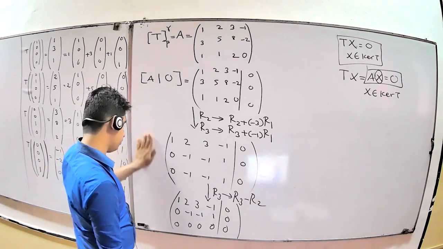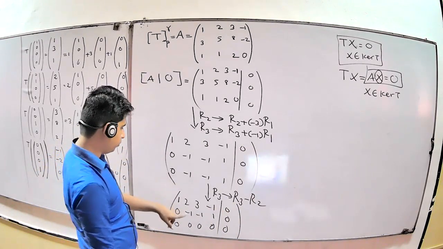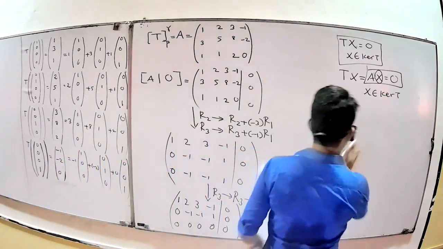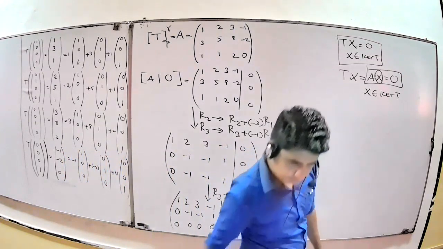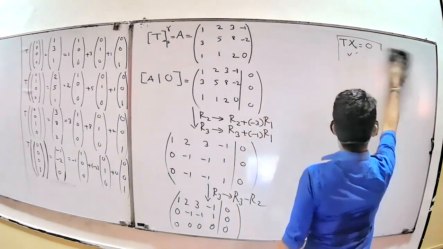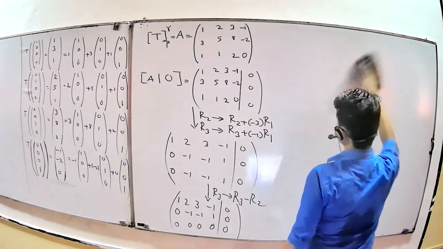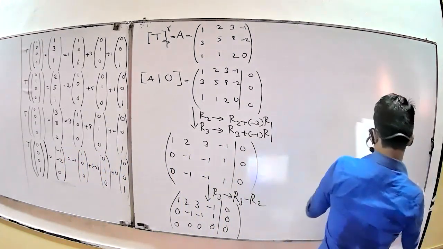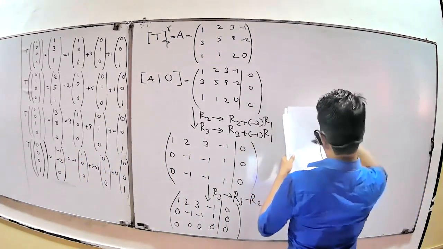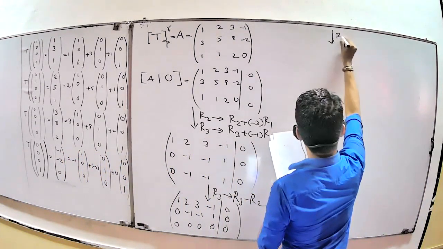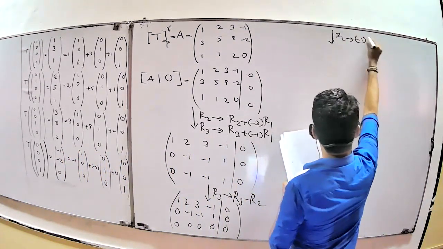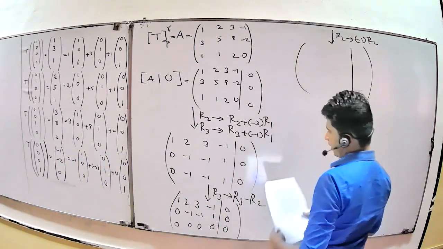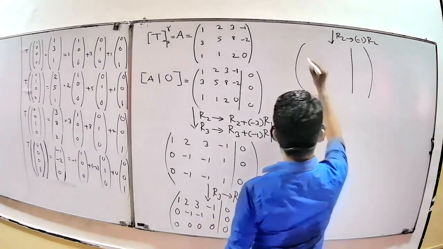We want to get a row reduced echelon form. Therefore, for row reduced echelon form, you want to get here 1, here 0, no? Right. Now R2 replaced by -1 times R2. Then you can get here the value 1.